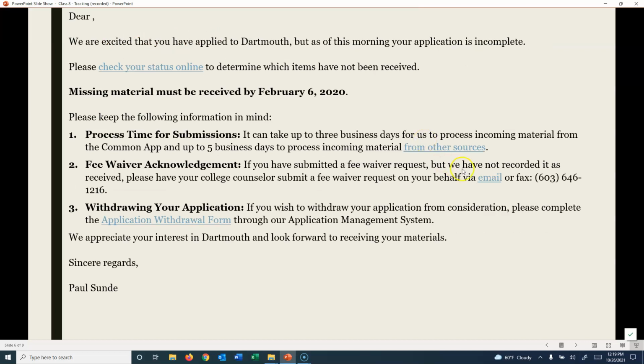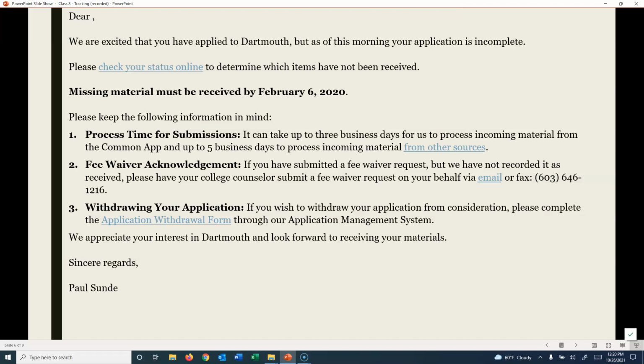Now let's keep going here. So let's say after a week, November 8th, something is still seen as missing, or you get an email from the college saying we're missing something. You know what you're going to find? These missing materials emails are as polite as they can be. Look at this. We are excited that you have applied to Dartmouth, but as of this morning, your application is incomplete. It's not saying we're going to throw your application out in the garbage, or now there's a black mark on your application because something is late.